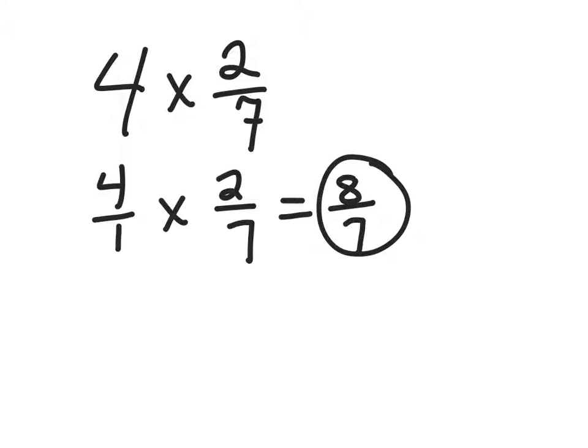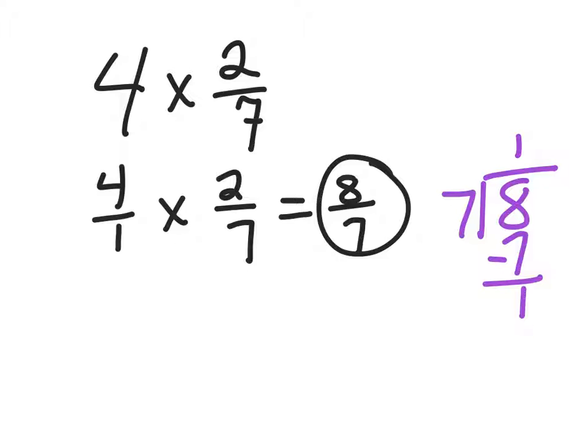So let's go ahead and do that right now. I'm going to go 8 divided by 7, and 7 will go in there 1 time, which gives me 7. And when I subtract, I get 1 left over. Your remainder becomes your numerator, and then your divisor becomes your denominator. And you get 1 1/7, and that is the mixed number or simplified form for 8/7.